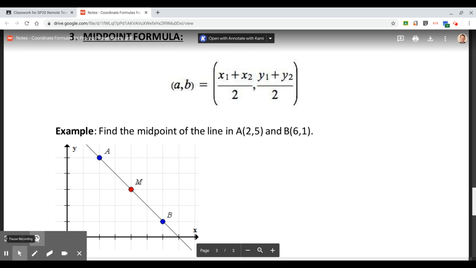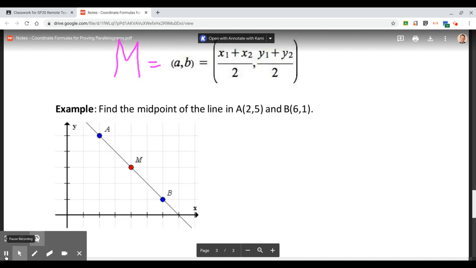Another way to say the midpoint is to use a capital M. Again, kind of like the distance formula, if this is a little confusing, let's do the example to really make a point.